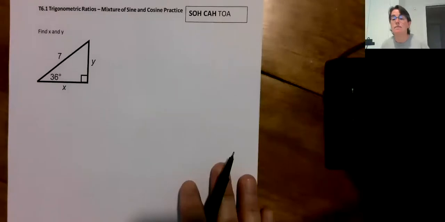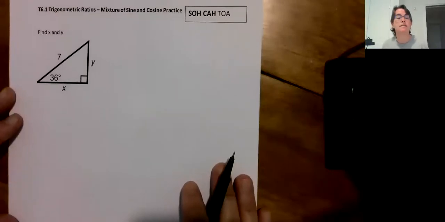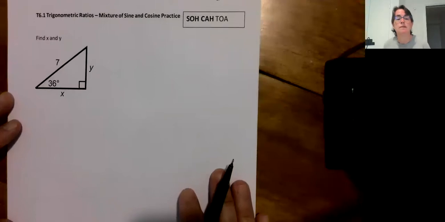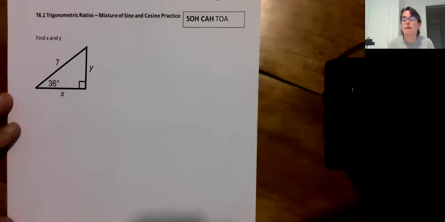Hi there, and welcome to today's video, which is number 6.2 on trig ratios. This is a mixture of sine and cosine practice. One of the things, as I said at the very beginning of this, is the ability to determine which equation you're going to use and when you're going to use it. That's probably almost as difficult as actually doing the calculations, because if you work through the videos, you realize they're not that bad.